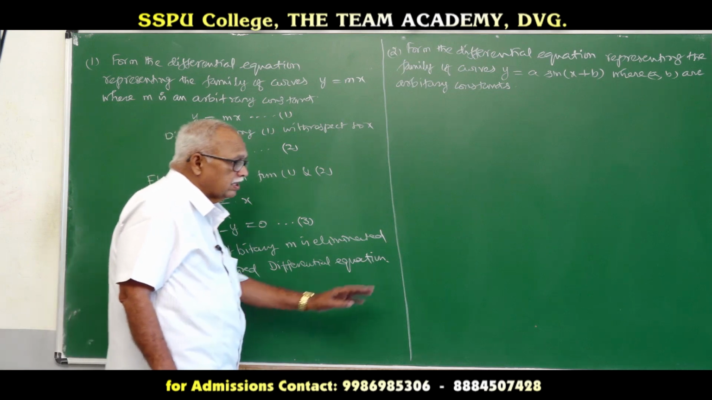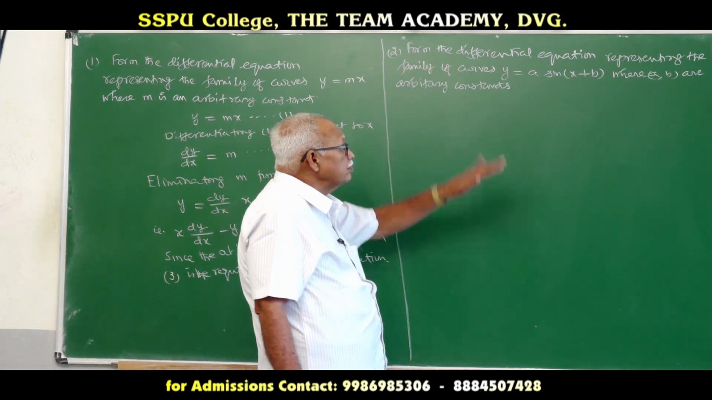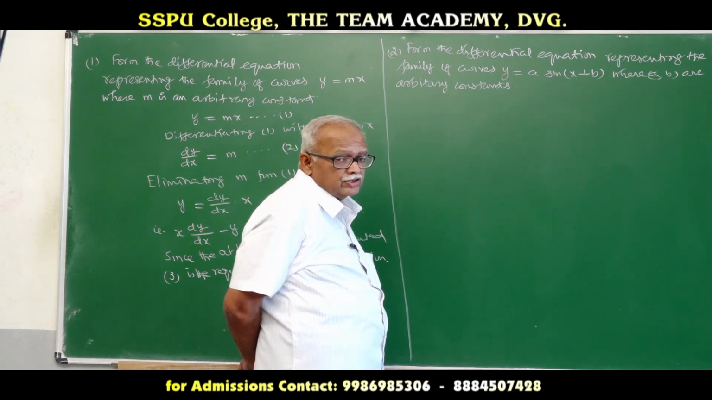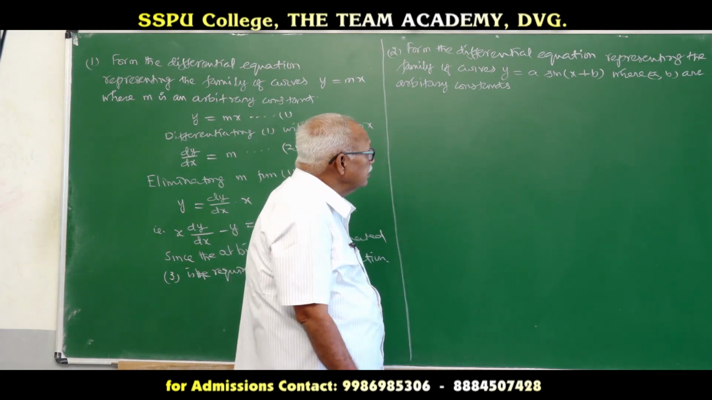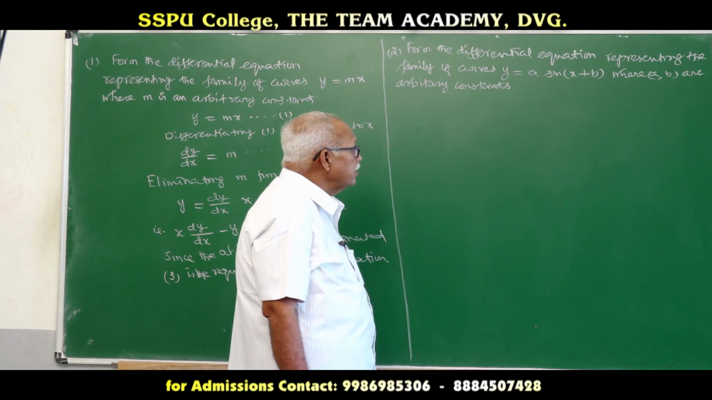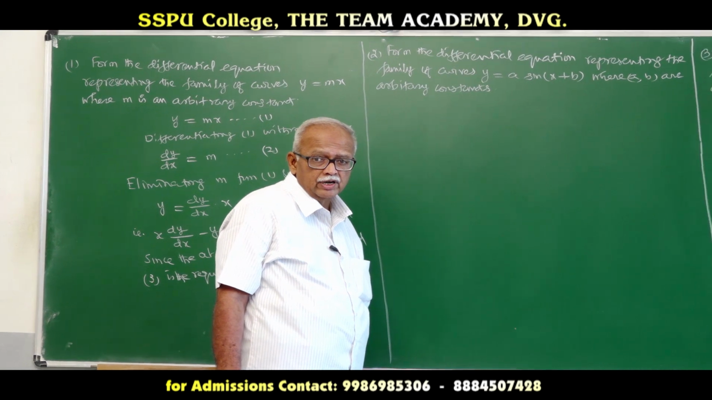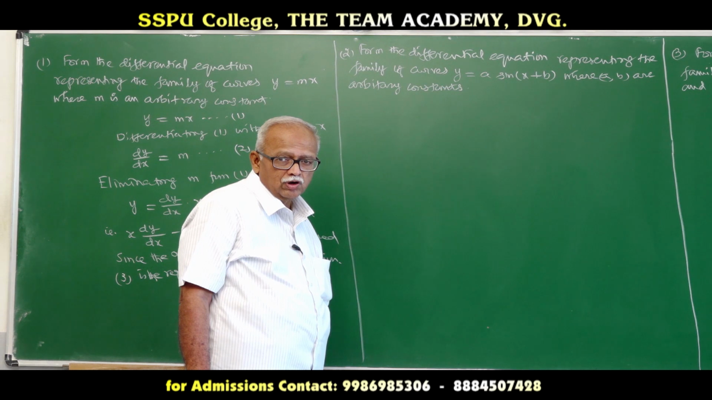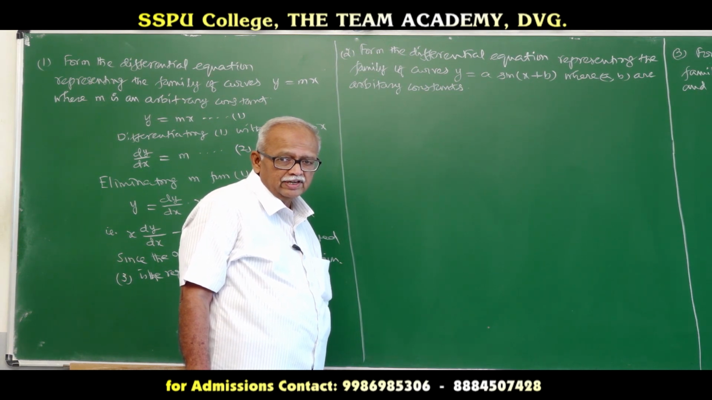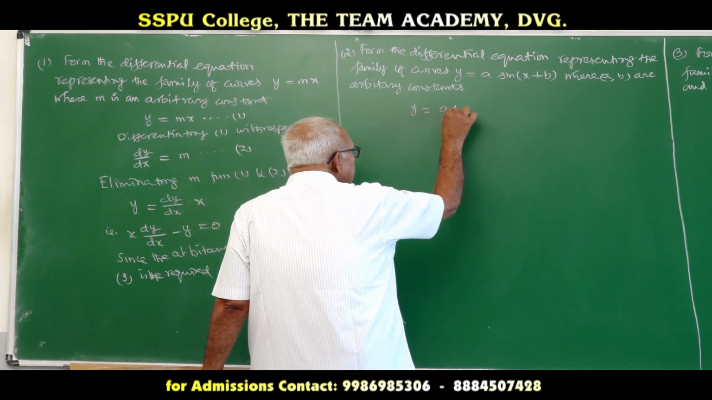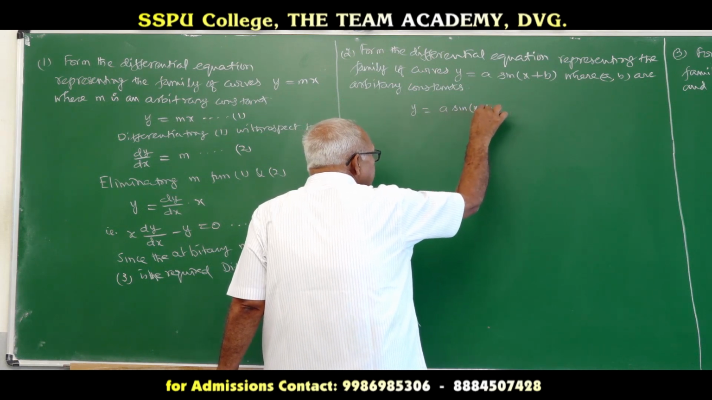Then we will go to the next question here. Form the differential equation representing the family of curves y is equal to a sine of x plus b, where a, b are arbitrary constants. Both a and b are arbitrary constants. So two constants are there. Here, to eliminate two constants, we have to successively differentiate the given equation. So the given equation is y is equal to a sine of x plus b.